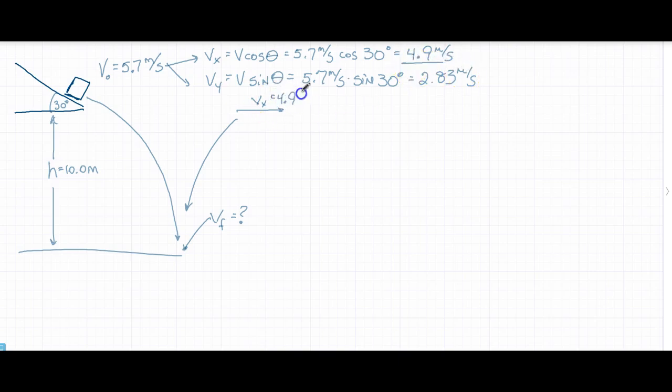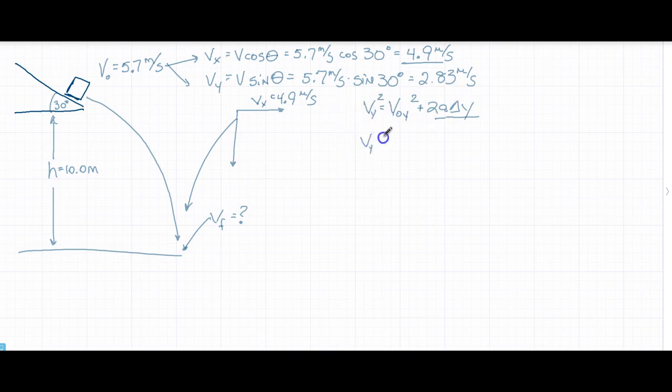But the y component of velocity does change. It's accelerated by gravity. It's initially downward, or negative 2.83 meters per second, and it's only going to get larger. So the trick to this problem is finding out what that y component of velocity is. I can use kinematics for that. I can say that the final y velocity squared is going to be equal to the initial y velocity squared plus 2a delta y, where delta y is equal to 10 and a is equal to negative 9.8.